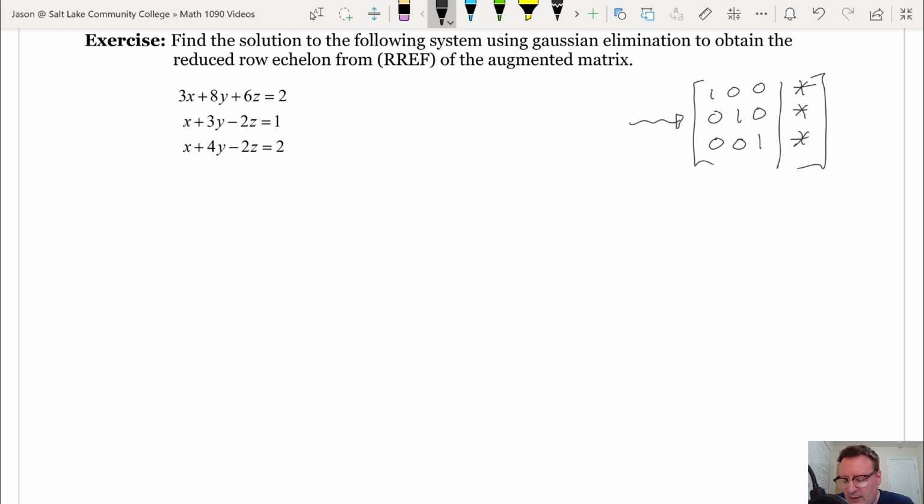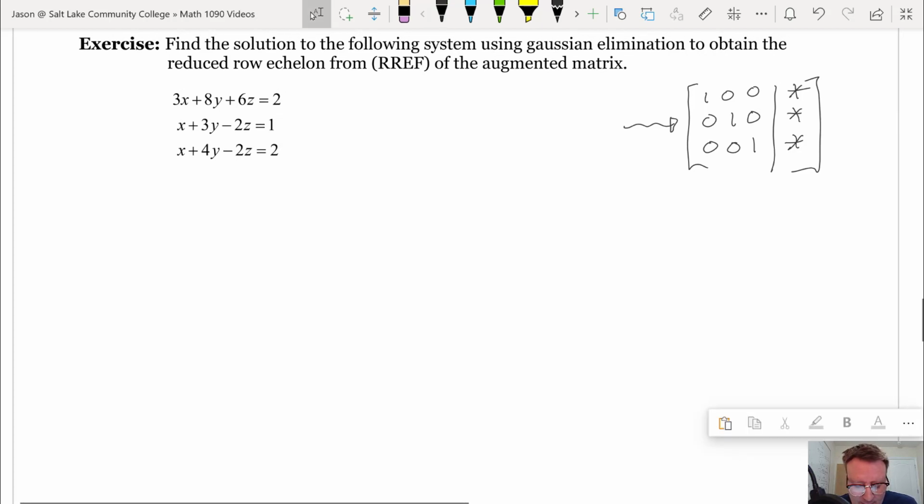We may not get this. We may have a row of all zeros, or we may have an inconsistent system. We don't know yet ahead of time. In fact, it can be very difficult to tell until you do this elimination process, Gaussian elimination.